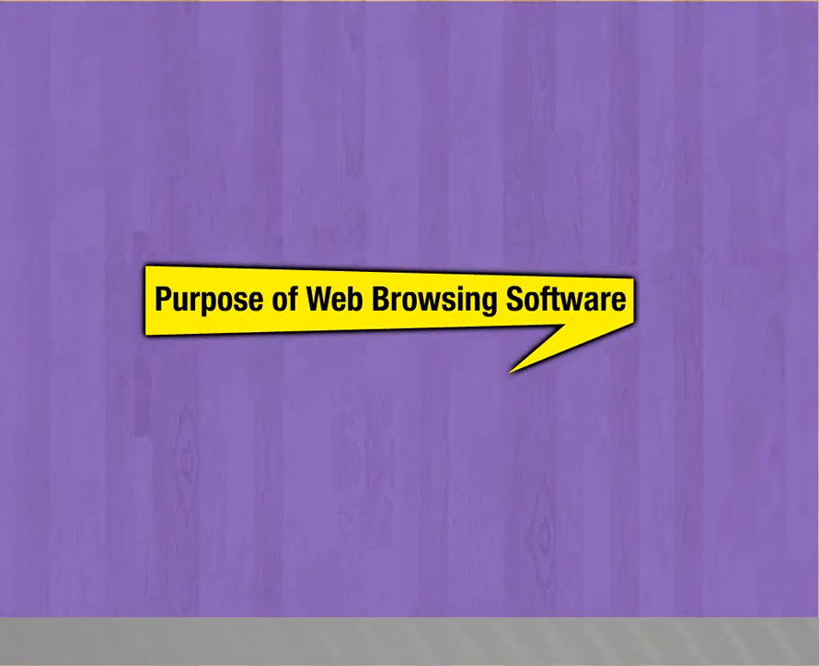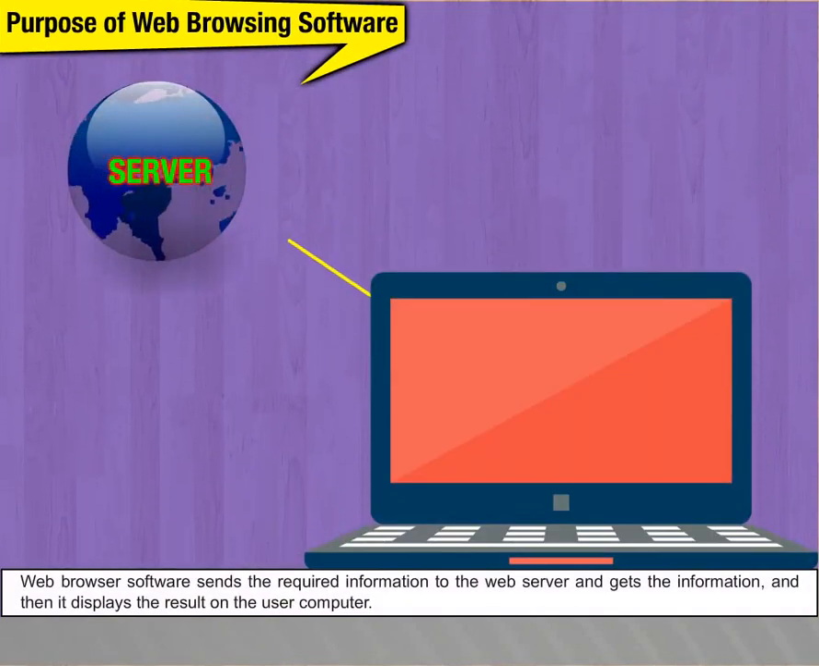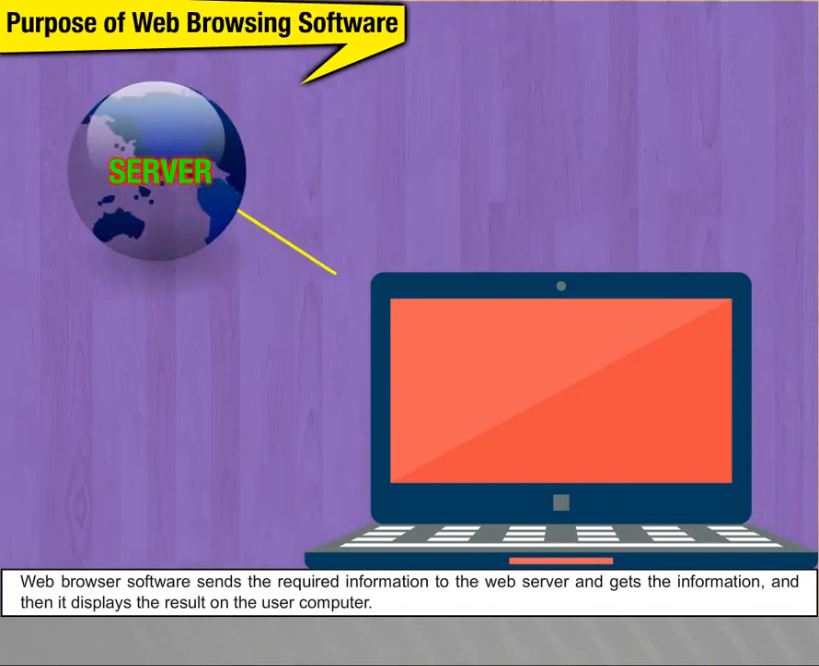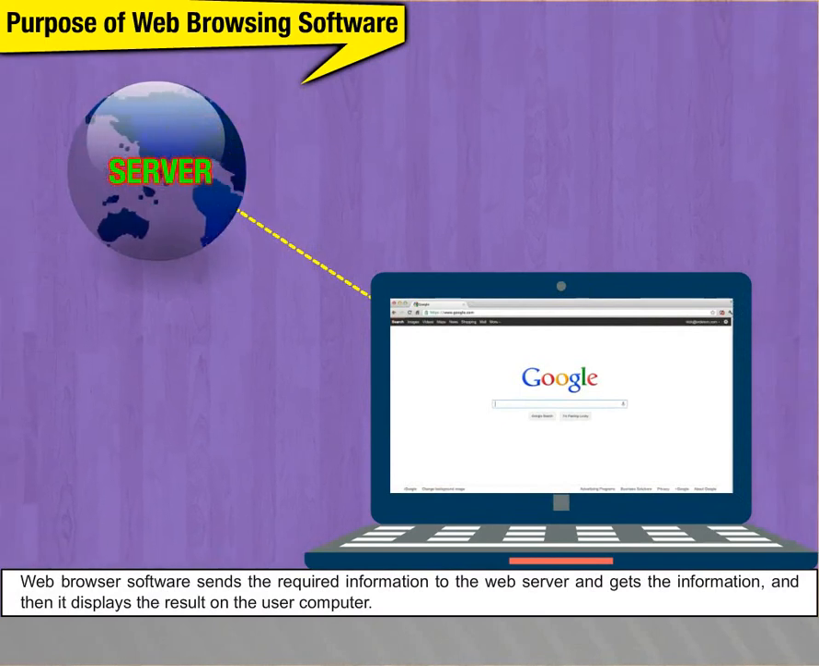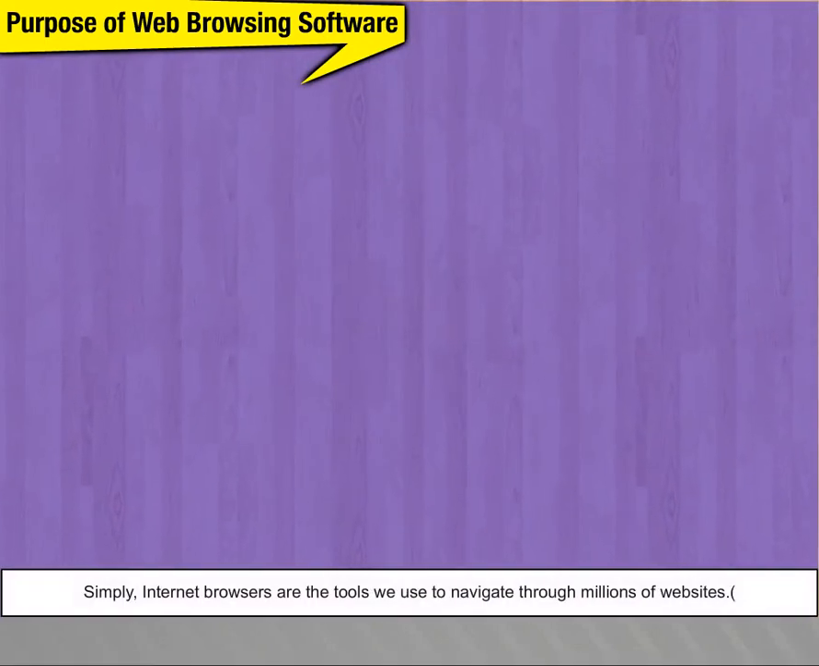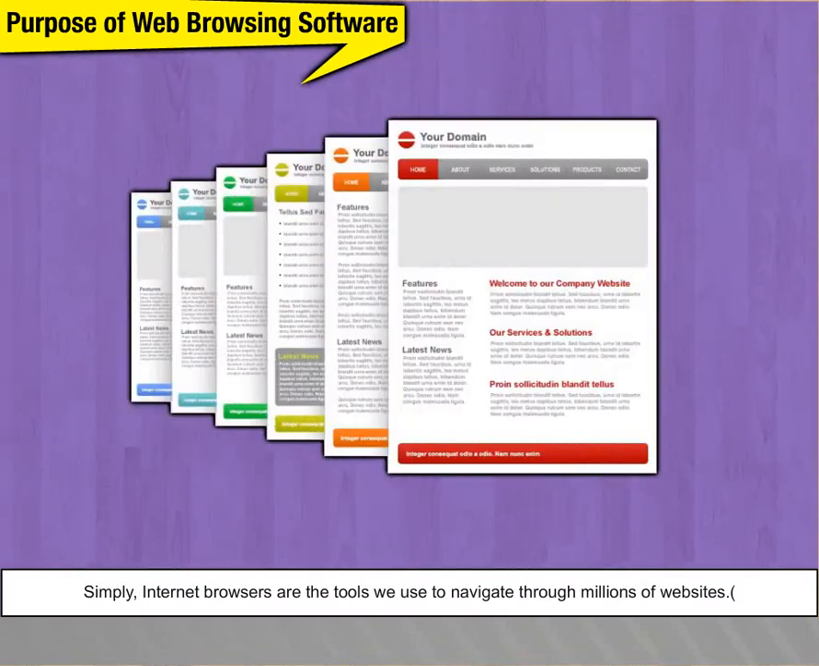Purpose of web browsing software. Web browser software sends the required information to the web server and gets the information, and then it displays the result on the user computer. Simply, internet browsers are the tools we use to navigate through millions of websites.